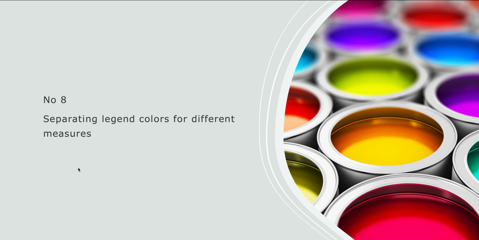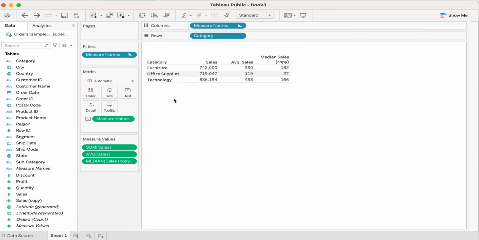Number eight here is about separating legend colors for different measures. So when you have measures, sometimes you have a bunch of measures, I don't know, 3, 4, 5 different measures. And then when you set up a coloring for your measures on the table, they come up with the same color, diverging color actually. But at some point, for one reason or the other, you want to have different colors for different measures. Say over here, you have categories broken down into total sales, average sales, and then median sales.